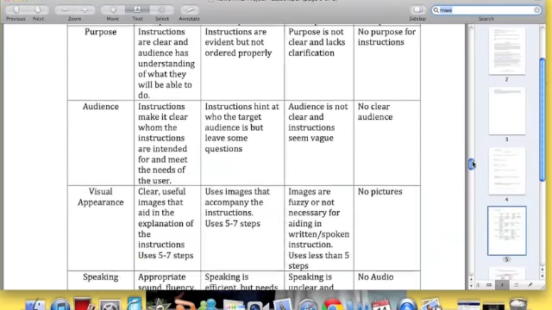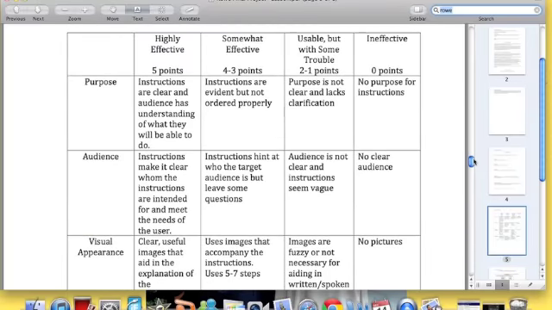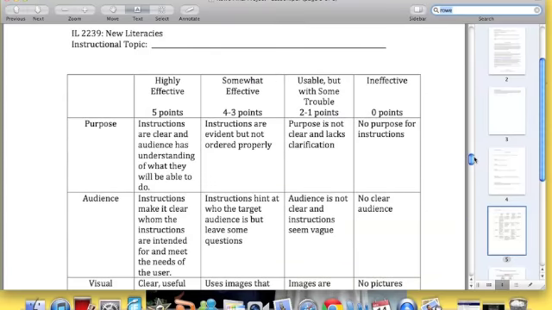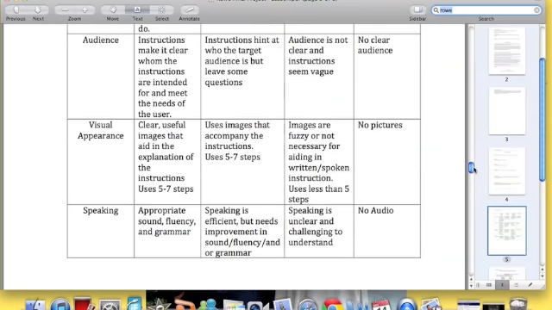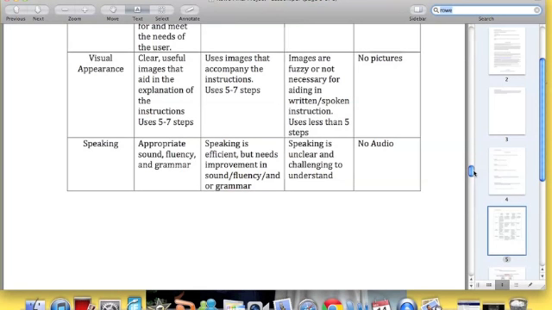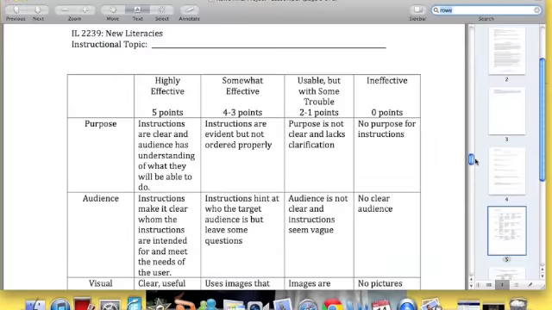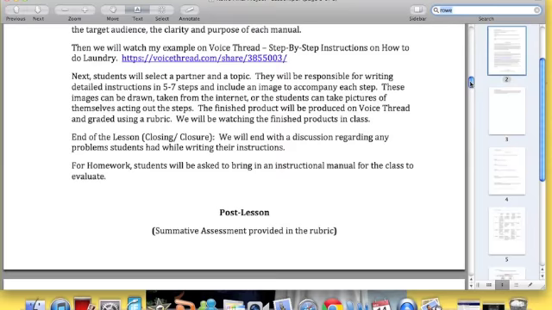Here we're looking at 4 main purposes that I'm looking for. Purpose, meaning that whenever I'm looking at their project, I know exactly what they're doing and it's very clear. Audience: is it clear who the audience is directed at? Visual appearance: did they make it easy? Did they make it nice? Is it visually appealing? And speaking: can I hear them? Do they use appropriate grammar and pace? I'm looking for all of that, and that is how they're going to be assessed.